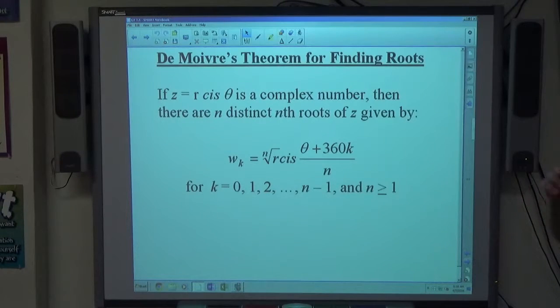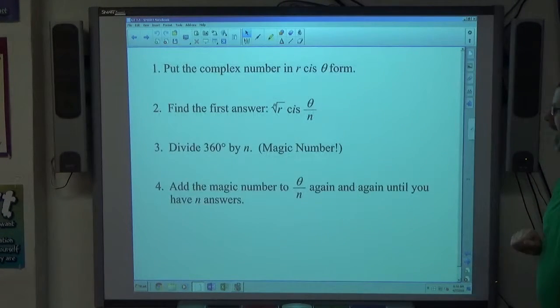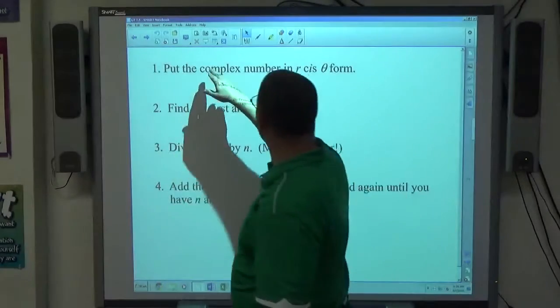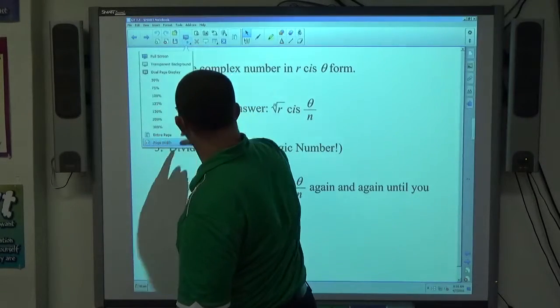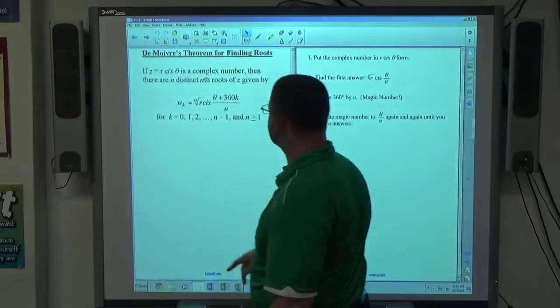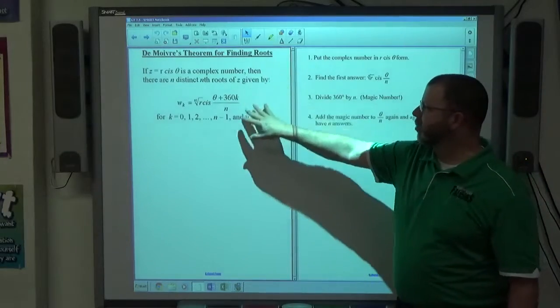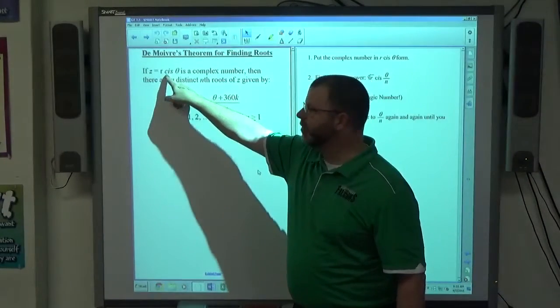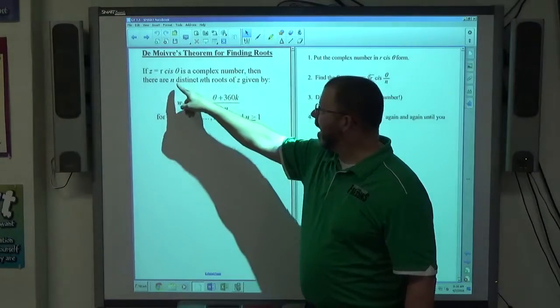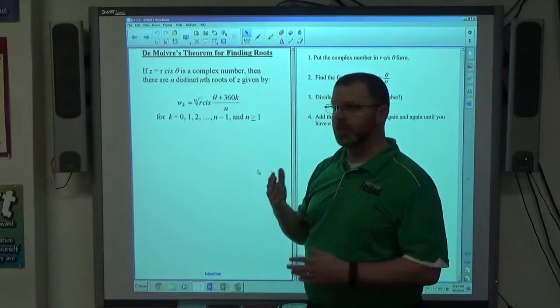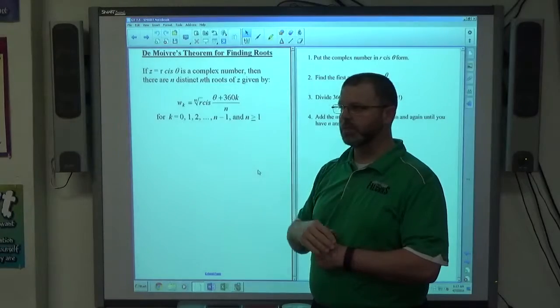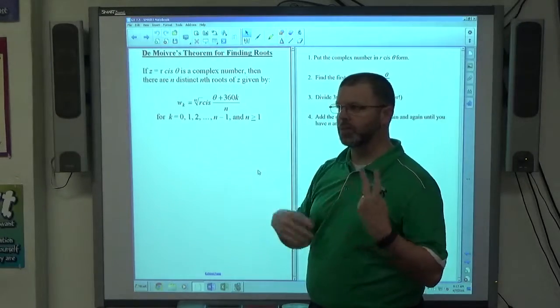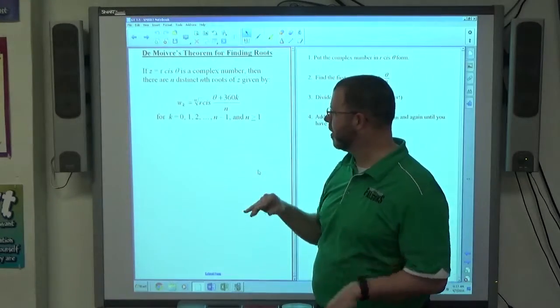Okay, the yellow sheet I gave to you has this and this on it, so let me put them side by side. This is the actual theorem. If you have some complex number in trigonometric form, there are n distinct nth roots. So if there's a fifth root, there's 5 roots.